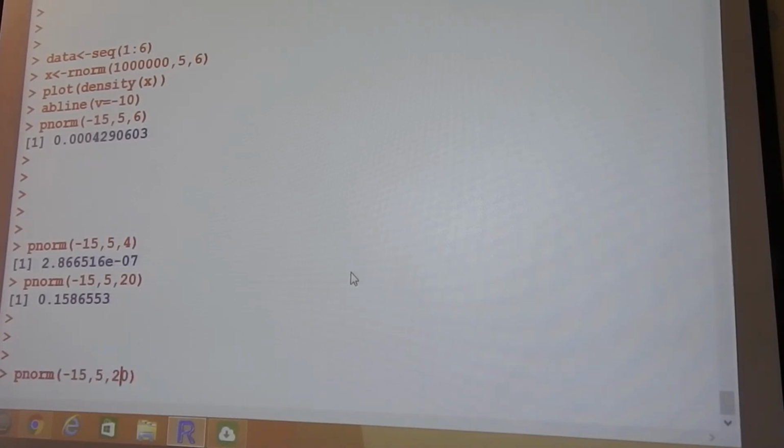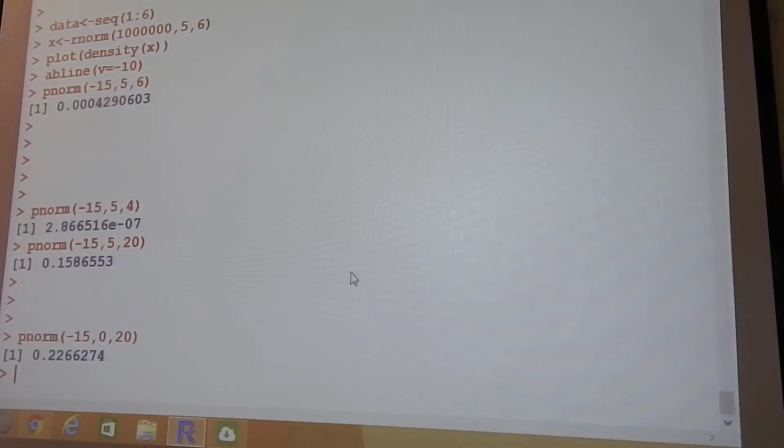Now suppose I change the mean, okay, this number has increased to 0.22, right? I changed the mean from 5 to 0. Why has this happened? The curve has moved a little left. The variance is kept as it is. I've changed the mean, no?